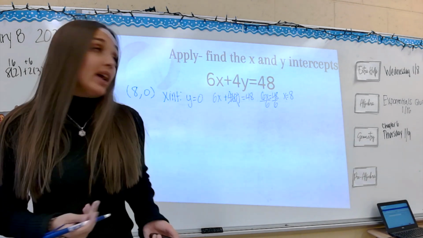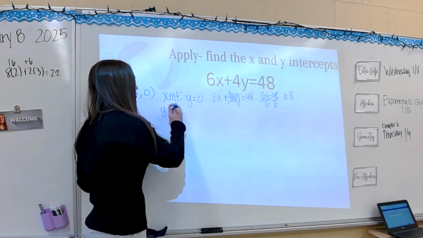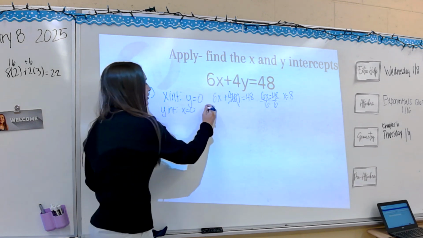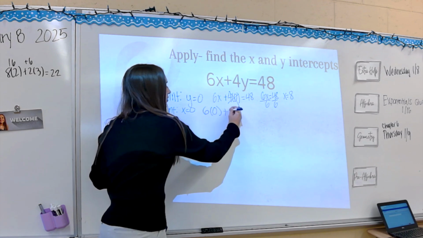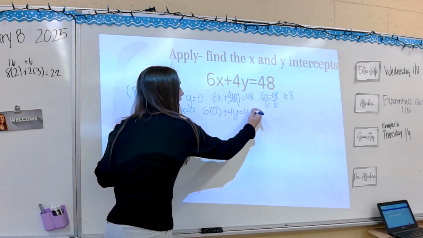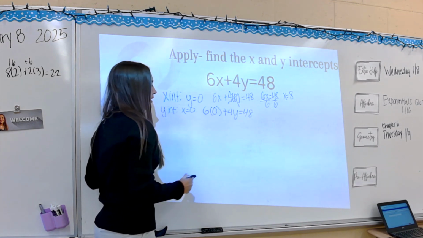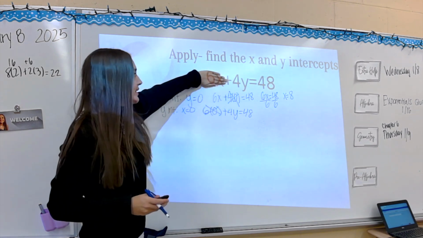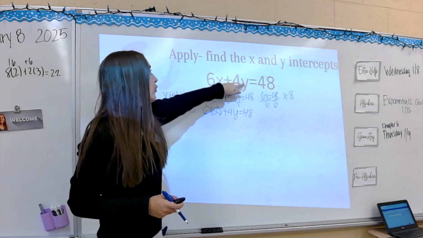Now let's find the y-intercept. My y-intercept is when x equals 0, and I can plug in 0 for x. And I'm solving for y. Y-intercept, solve for y. So 6 times 0 is 0, so it's gone. Once again, it's like I covered up that 6x, and I solved for y.